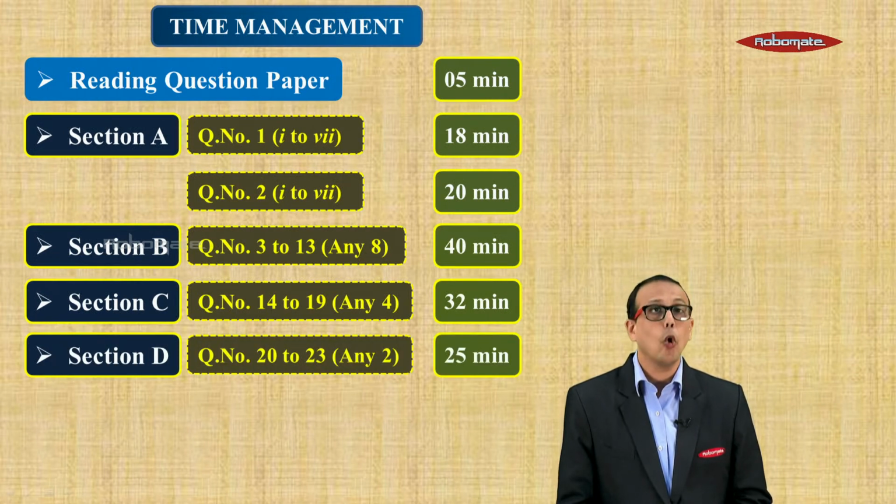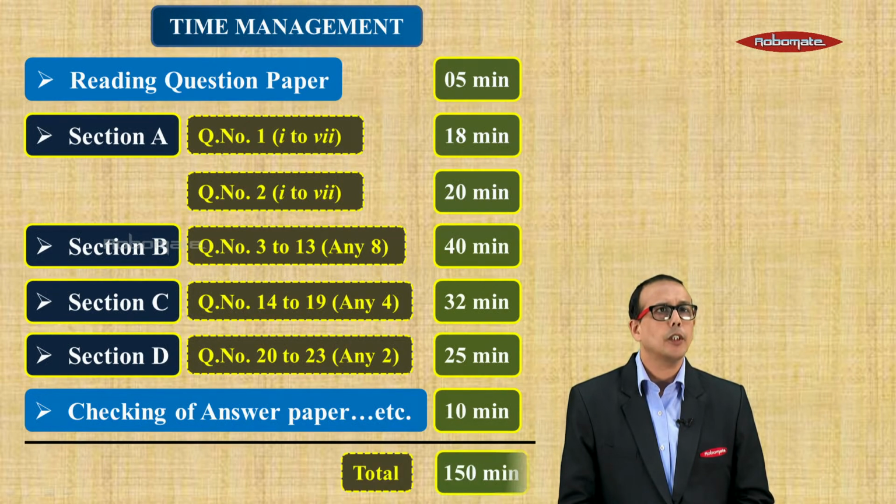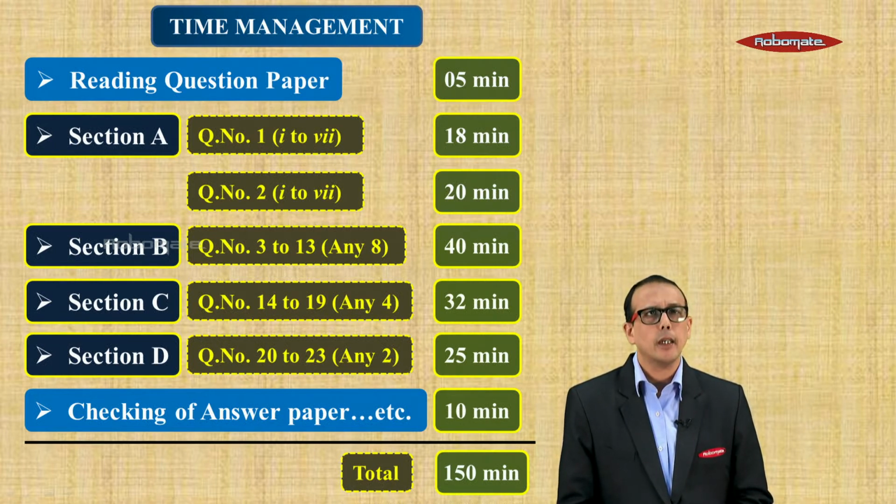And section D, long answer type questions, you have to attempt any 2 here and I have given it 25 minutes, roughly 12.5 minutes for each question. And lastly, once you complete the paper, it's very important to check the answer paper properly, and I have given it 10 minutes. So, total time duration is 150 minutes or 2.5 hours. So, students, while writing the paper, take care of time management and try to allot time as given. You can have small variations for yourself, but take care of this time management part.